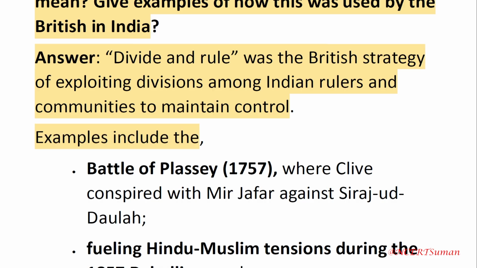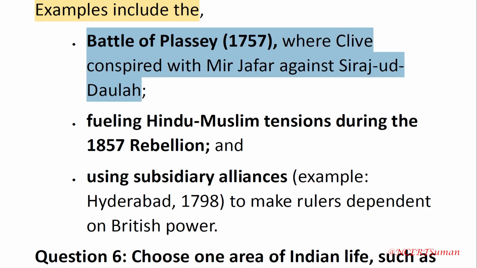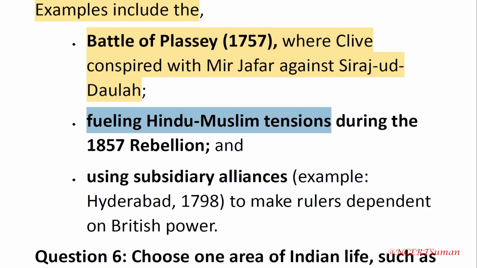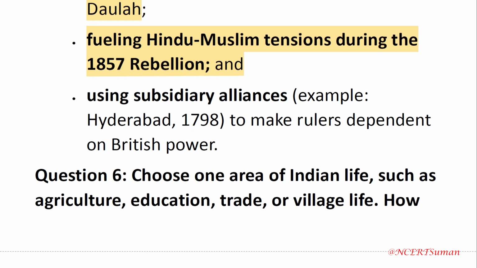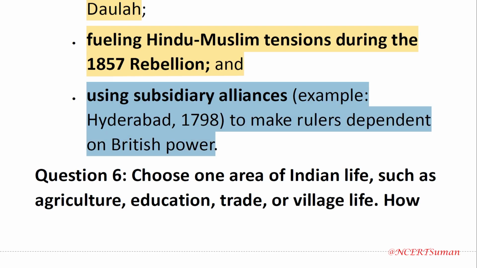Examples include the Battle of Plassey, 1757, where Clive conspired with Mir Jafar against Siraj ud-Daulah, fueling Hindu-Muslim tensions during the 1857 rebellion, and using subsidiary alliances, example, Hyderabad, 1798, to make rulers dependent on British power.